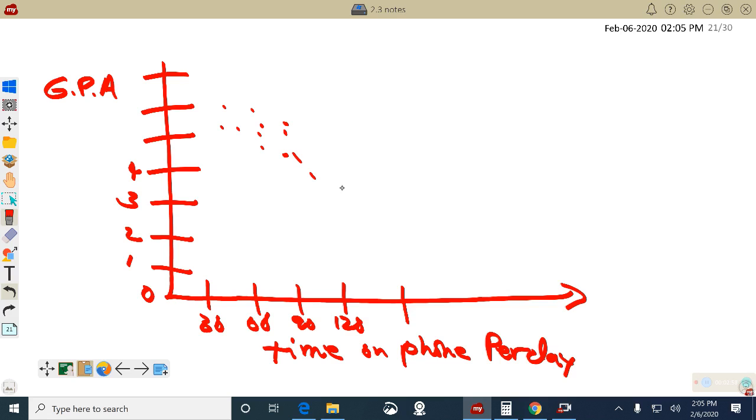What if we had something like this? There's always going to be exceptions. But let's just say that for every student that I studied, the longer they spend on their phone, the lower their GPA was.